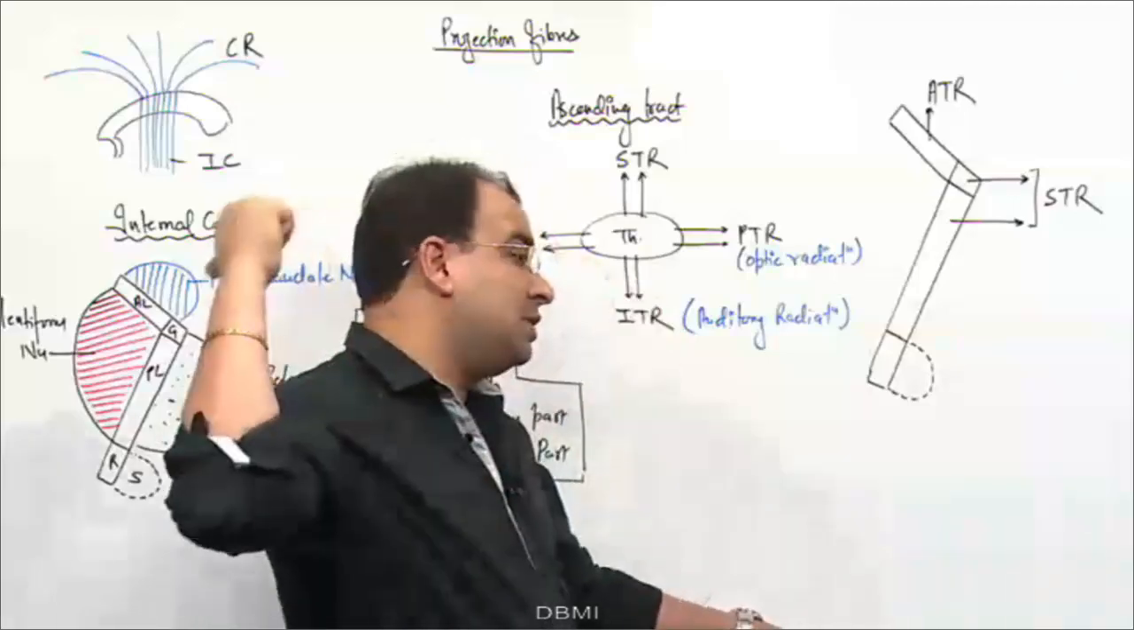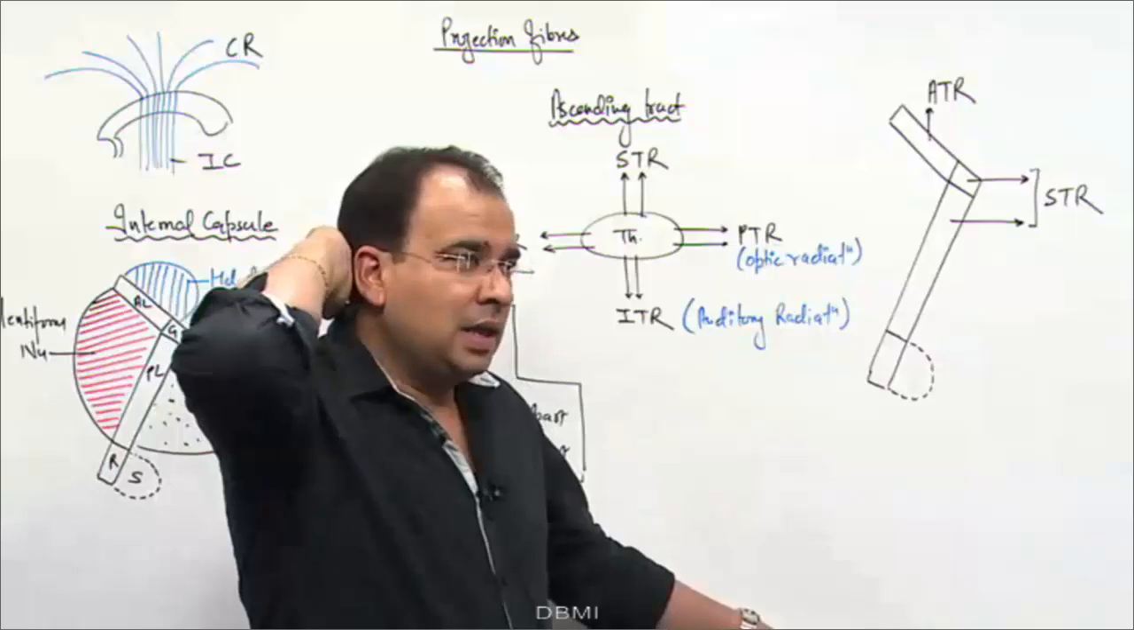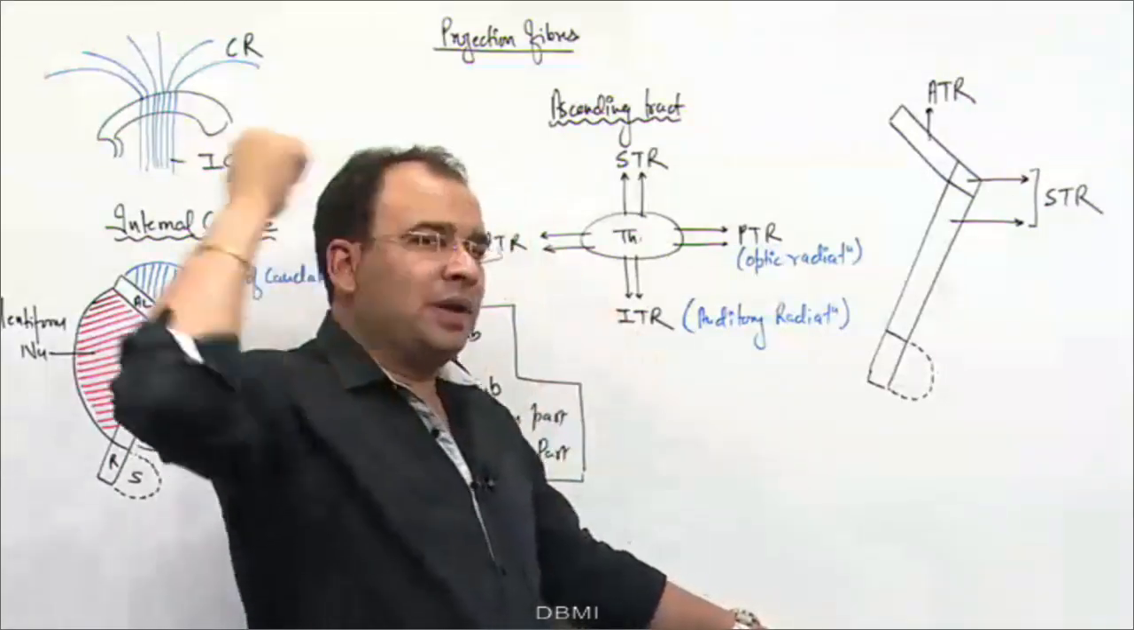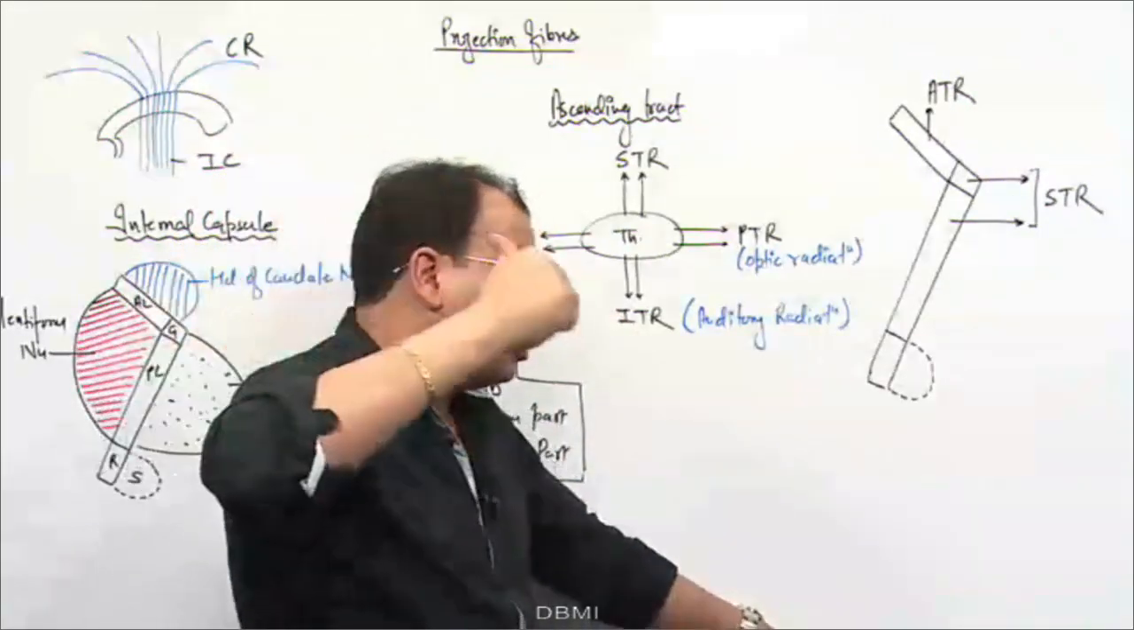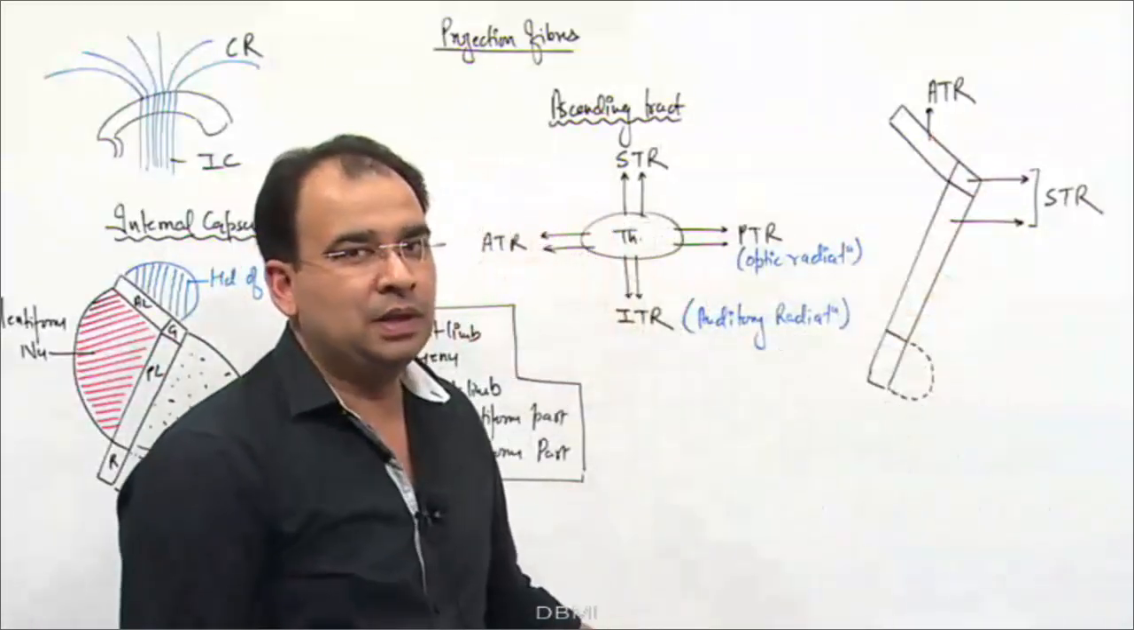Retrolentiform part, that means behind. And what is the most important cortex we have behind? That is the visual cortex. So visual radiation or optic radiation will go from the retrolentiform part because they have to go posteriorly. So they will go from the most posterior part of the internal capsule.